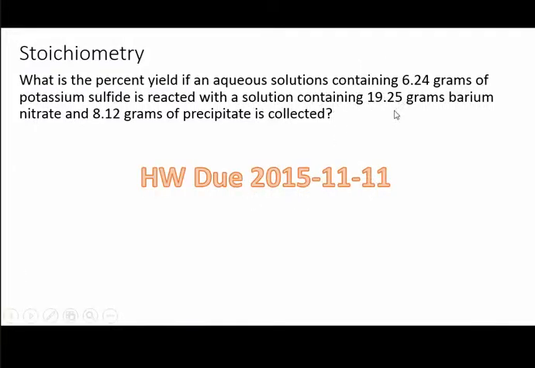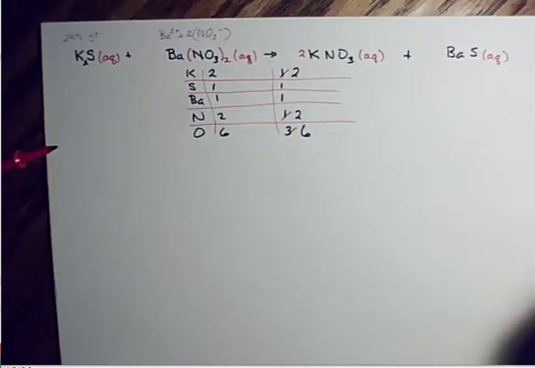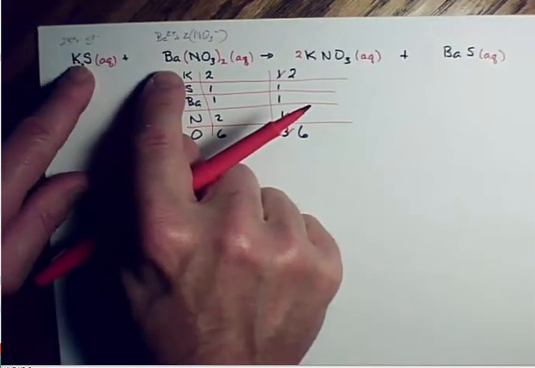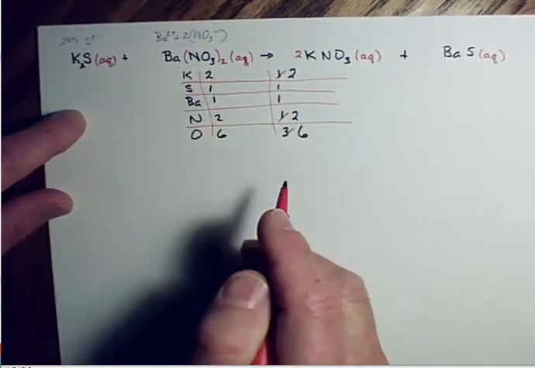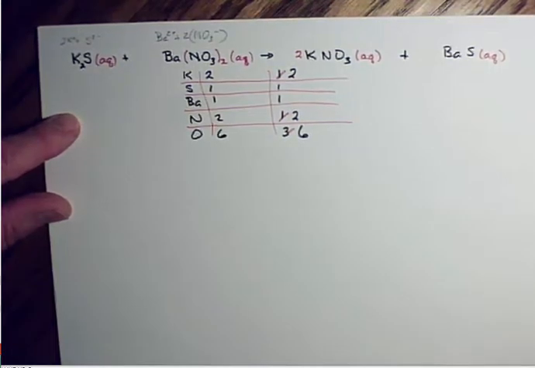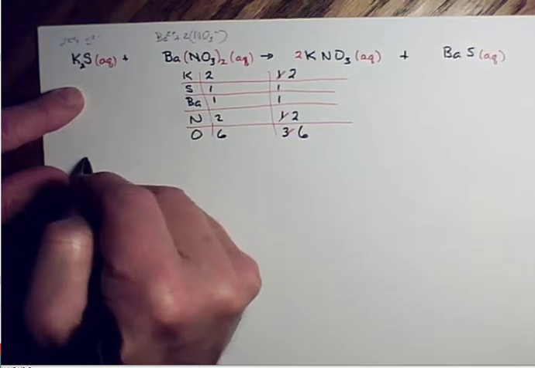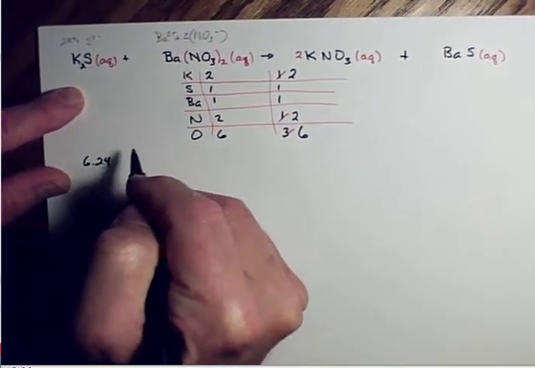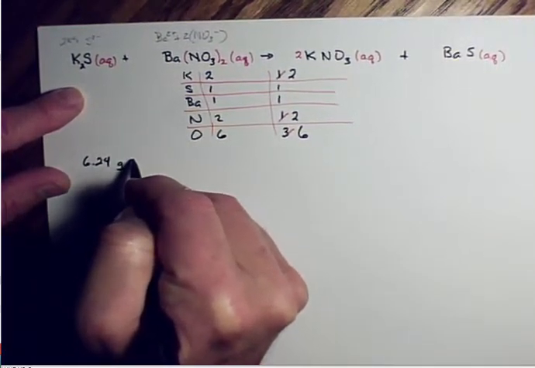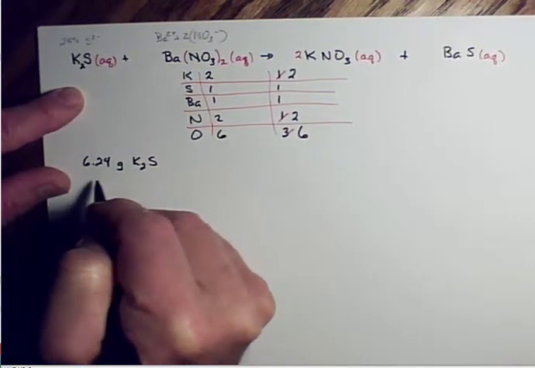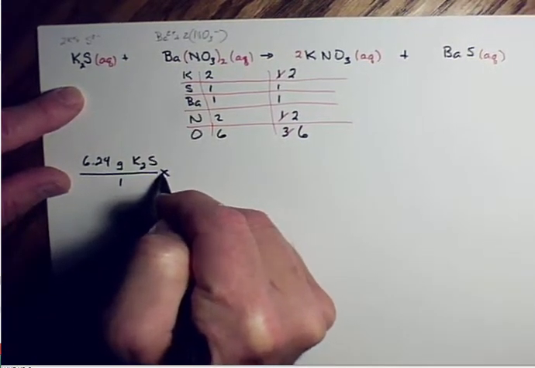In the question it says we have 6.24 grams of potassium sulfide and 19.25 grams of barium nitrate. What we're going to do here is figure out which of those two reactants is the limiting reactant. We want to find out, is this the limiting reactant or is this one? It doesn't matter which one you start with, because you've got to do the math with both. We're going to start with 6.24 grams of potassium sulfide, and we'll put that over 1.